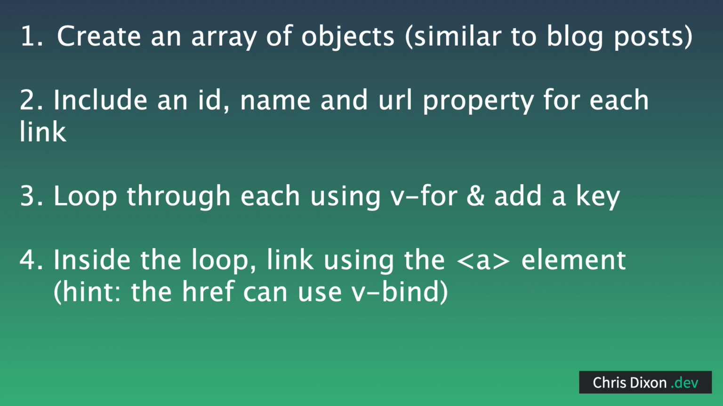Then, just as with the blog posts, number 3 is to loop through this array using v-for and set a unique key. Finally, using the a element, we're going to create a link to each page. As a hint, we can use the v-bind directive, which we learned about in the last video, for the href attribute too.